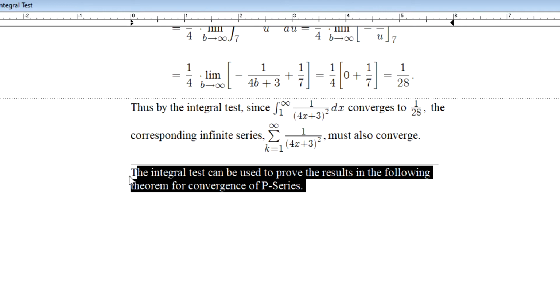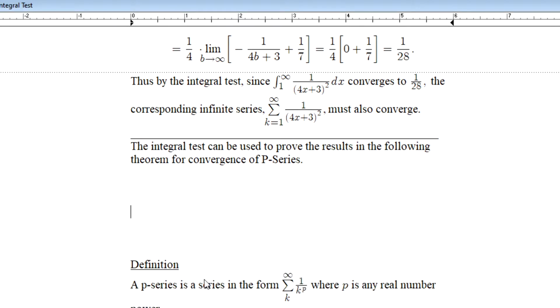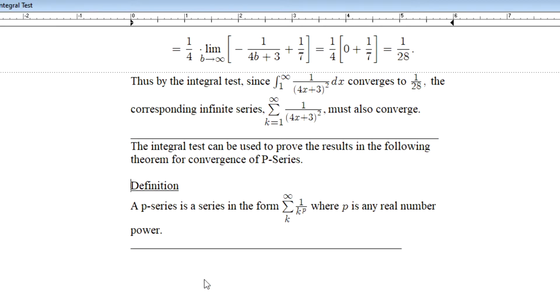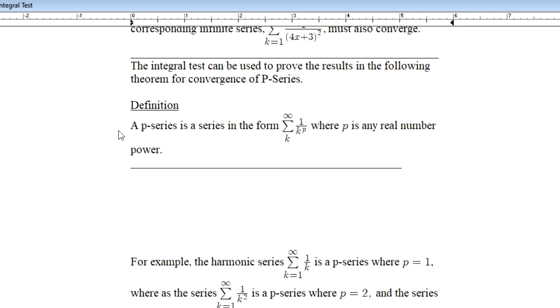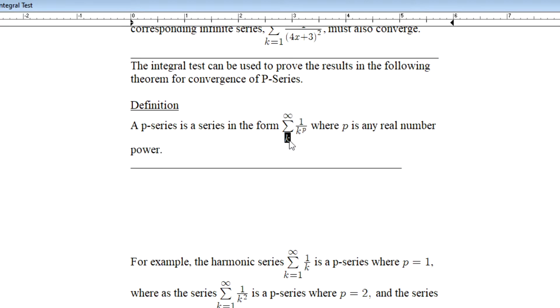The integral test can actually be used to prove the result in the following theorem for convergence of what we call P series. By definition, a P series is just a series in the form given by the summation from k equals 1 to infinity of 1 over k to the pth power, where p is any real number power. A series that takes on this form, where we're working with an index of k raised to the pth power in our denominator, is what's known as a P series.